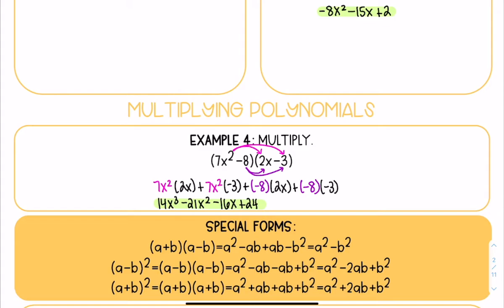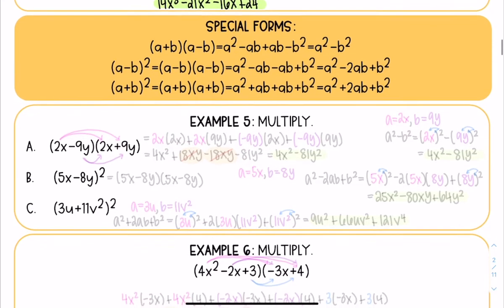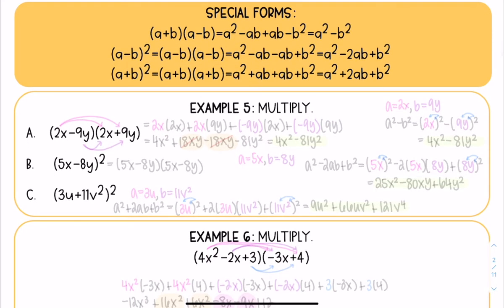We do have some special forms, but you don't have to memorize these because all of these can be solved with just distributing like we did in the previous multiplication problem. If you do memorize them, they will make your life easier. So I am going to show you both ways, one with the formula and one with just the regular multiplication.